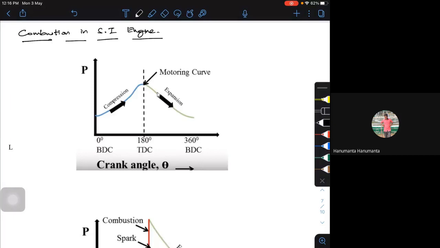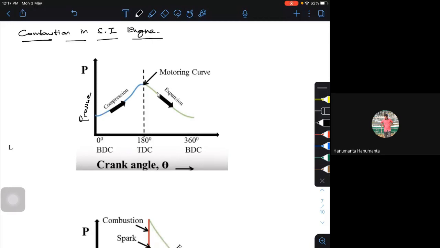See, we know that in a spark ignition engine, or what we call a petrol engine, the combustion takes place at the beginning of the TDC, and it has to expand. That's a theoretical thing. What I'm trying to show here is a simple pressure versus crank angle diagram.